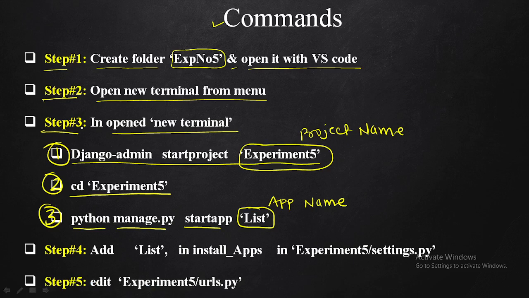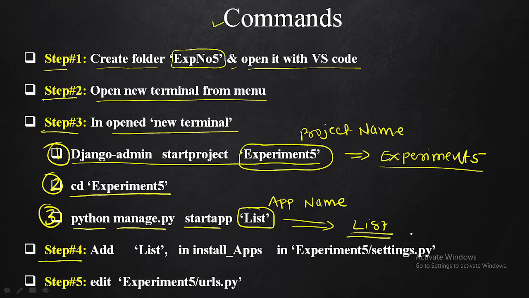Now step number 4. Now we have created the project folder. Also we have created the app folder. The name of the project folder is experiment 5, and the name of the app folder is list. So two folders are created. Inside these folders, various files are created. So we have to write code in these files. Okay, so let's move to the next step.